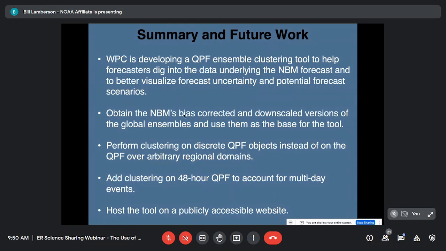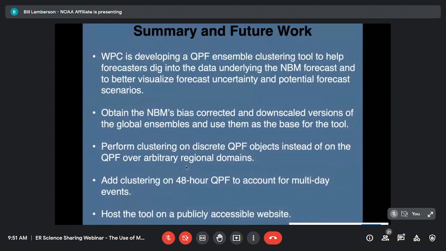So one of the big things we wanted to get was to obtain NBM's bias-corrected and downscaled versions of the global ensembles and use them as the base for the tool, because then we would be directly using what's actually going into the NBM. Another thing we wanted to do was to perform clustering on discrete QPF objects instead of QPF over arbitrary regional domains, because obviously heavy precipitation events can span multiple regions, and it was just kind of awkward to have to look at 2 sets of clusters for one continuous QPF field that just happened to straddle 2 regions. Another thing we wanted to do was to add clustering on 48-hour QPF to account for multi-day events. So again, same thing. Obviously, heavy rainfall events can span multiple days, and it was just kind of awkward to have to look at 2 sets of clusters for one half of an event versus the other half of the event. And then finally, we wanted to host this tool on a publicly accessible website.